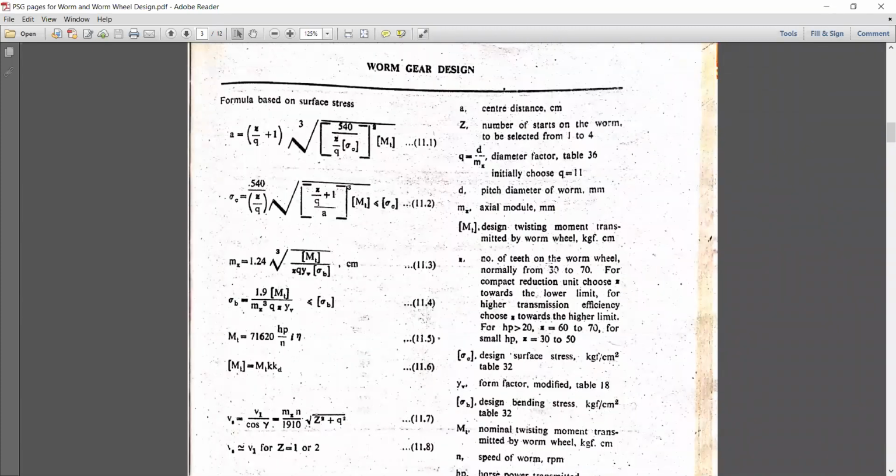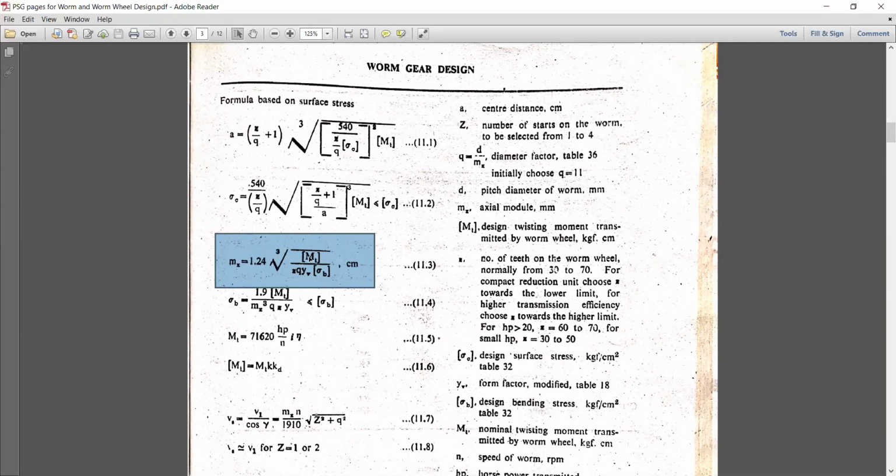Okay, so in PSG page number 8.44, this is the equation: mx is equal to 1.24 cube root of design Mt, that is the design twisting moment transmitted by the worm wheel in kgf centimeter, divided by z, the number of teeth on the worm wheel, q, that is the diametrical factor, then Yv, the Lewis form factor, and design sigma b. Out of that we know design sigma b, then y, q, and z.